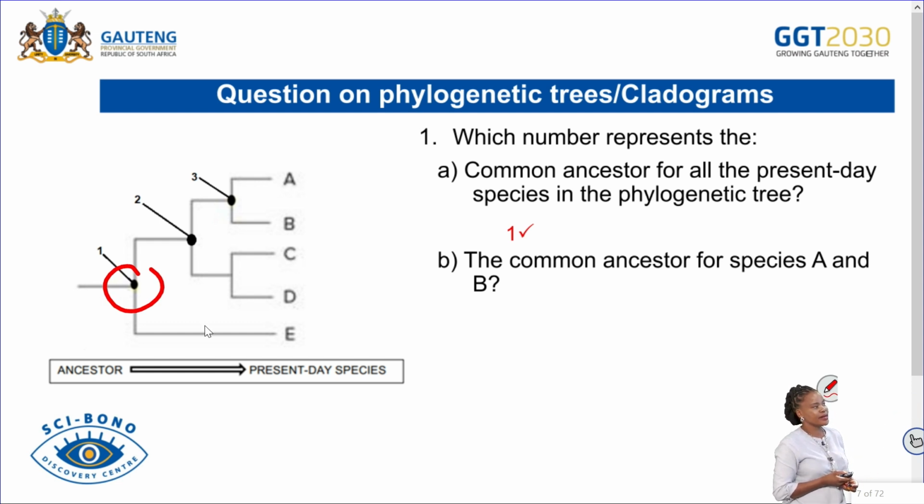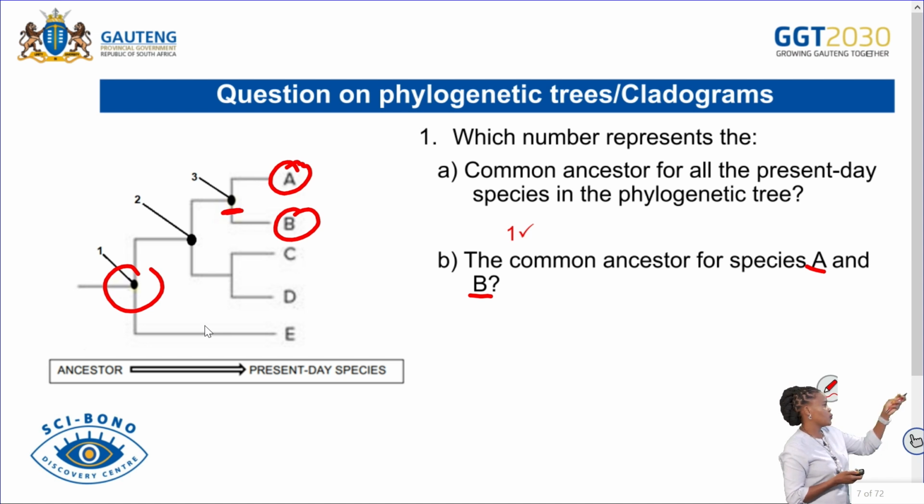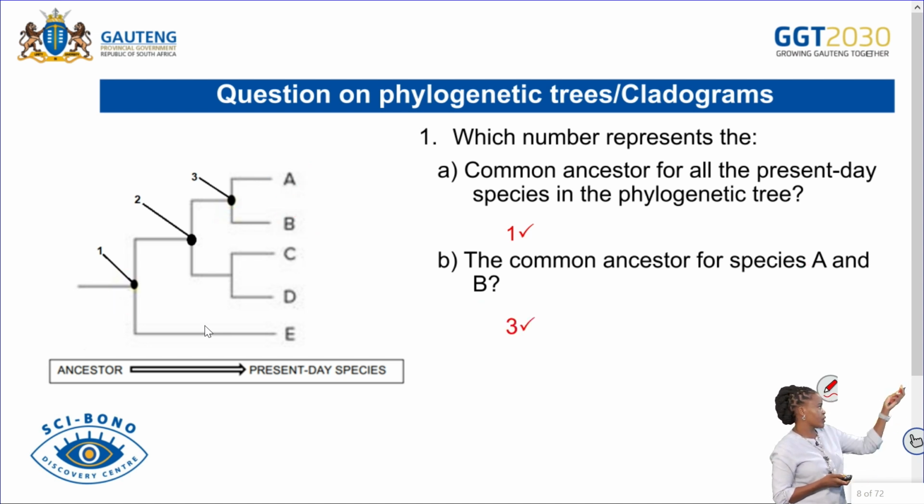The second question on this diagram asks for the common ancestor for species A and B. Which number represents the common ancestor for species A as well as species B? These are the descendants of that common ancestor, which is number 3. So can you see, it's so simple to answer these questions.